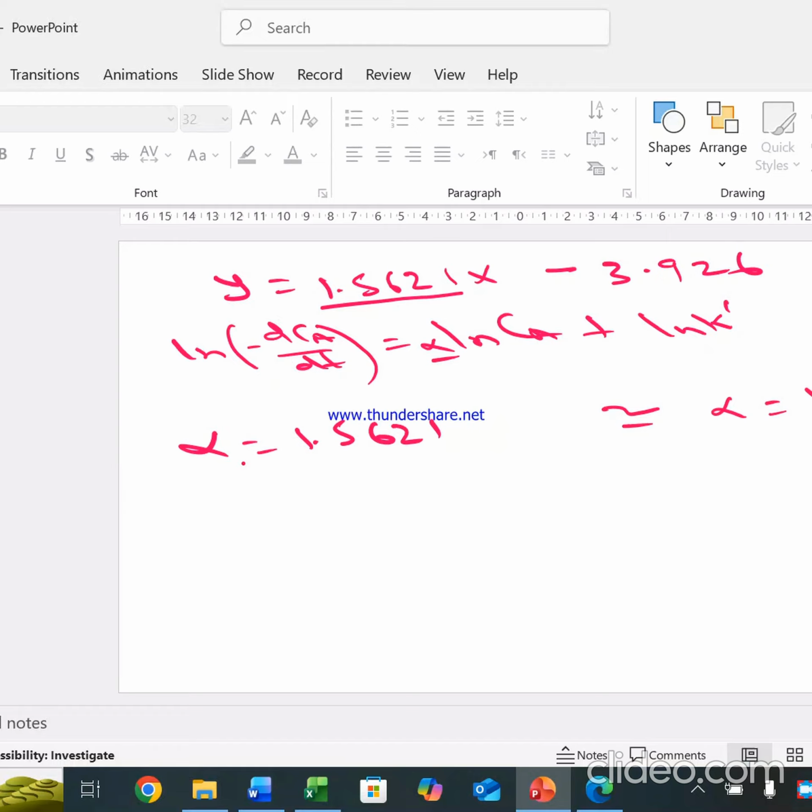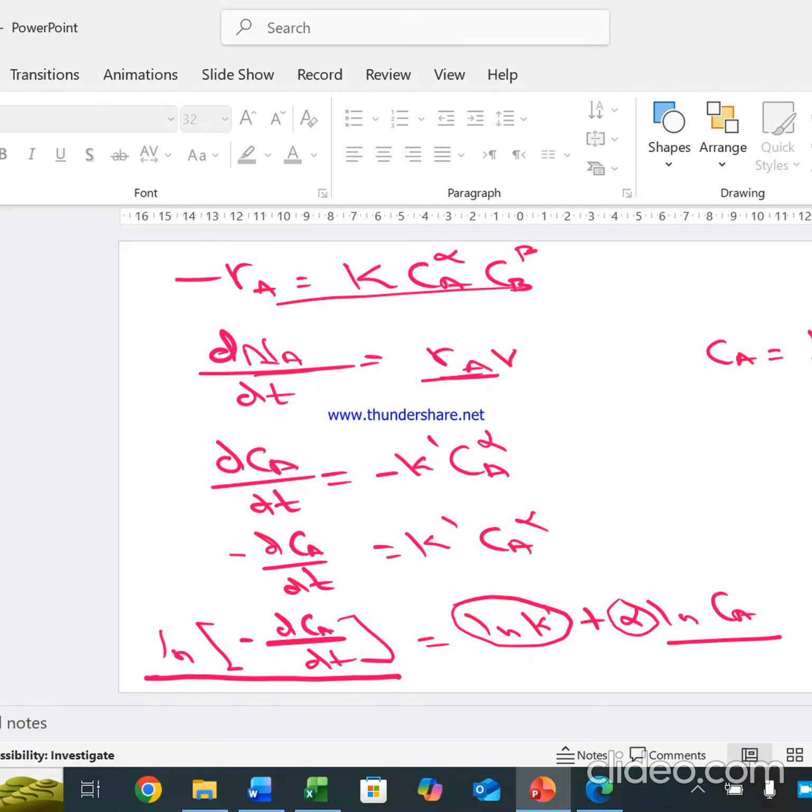So then to get our K, lane K prime, this value represents lane K prime, which is equal to minus 3.926, and our K prime is equal to the exponential of that, which is equal to 0.0197.